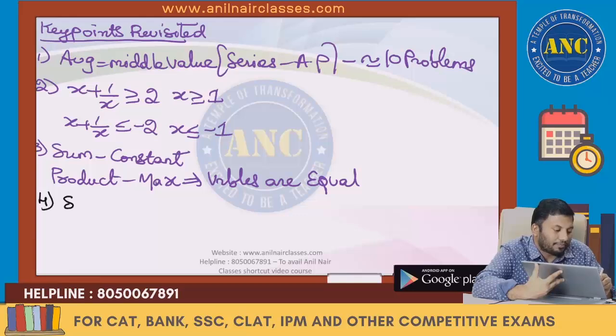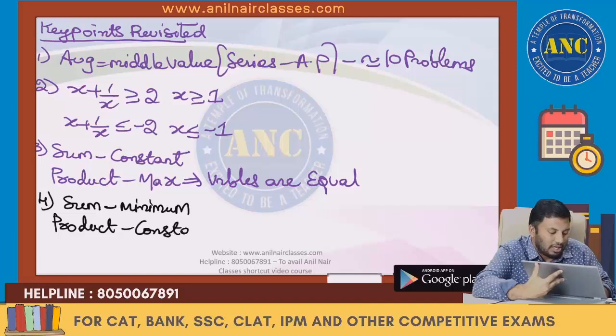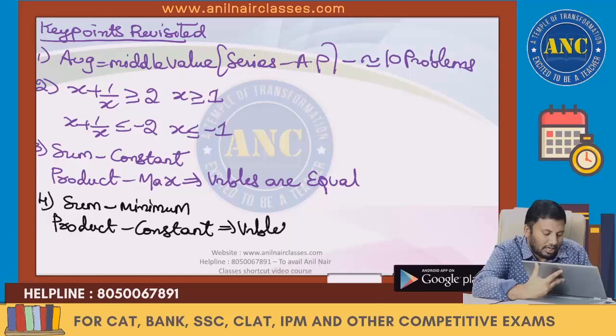Fourth one, sum will be minimum. Sum will be minimum when the product is constant and the variables are equal.